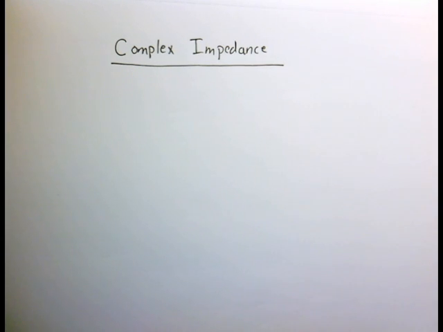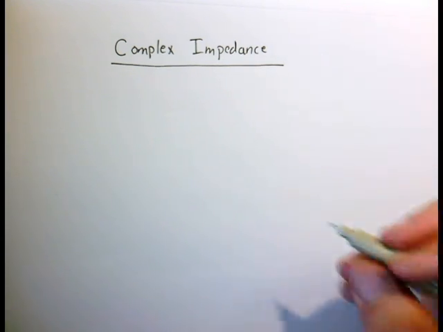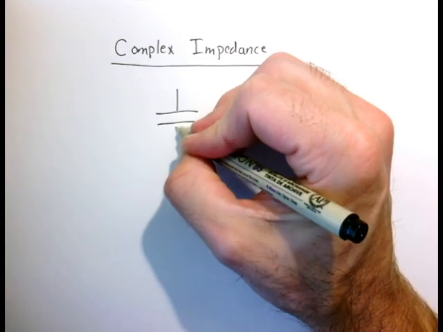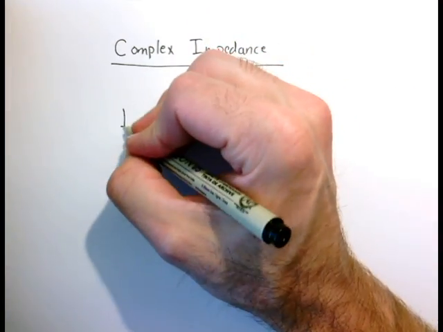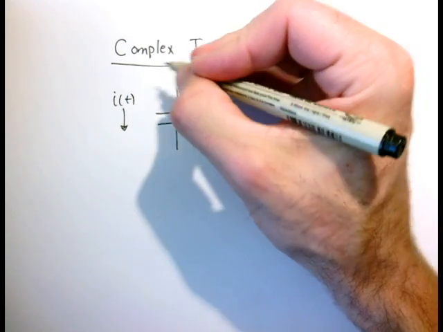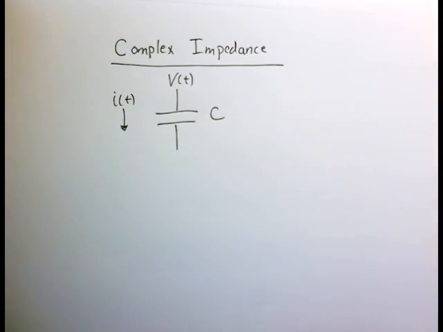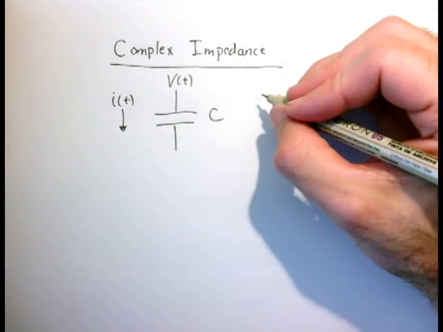So now let's introduce the idea of complex impedance, which will make our analysis of time-dependent circuits even simpler. Let's just consider for now an isolated capacitor. We'll have some current flowing through it, which is a function of time, and some voltage across it, which is a function of time. And let's assume we're at the sinusoidal steady state. So we know the frequency, and it's just this sort of pure sine wave.